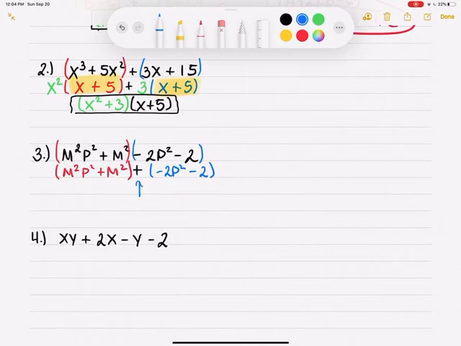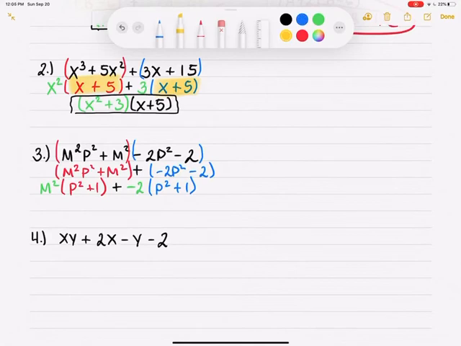The reason I put this addition sign is so that I know I have my two groups separated. If I don't put that addition sign down there, I'm more than likely to bring the wrong sign down when I factor out my GCFs. The first group has a common factor of m squared. And what I'm left with when I divide is p squared plus 1. Bring down the addition sign. The second group has a GCF of negative 2. And when I factor that out, I'm left with p squared plus 1.